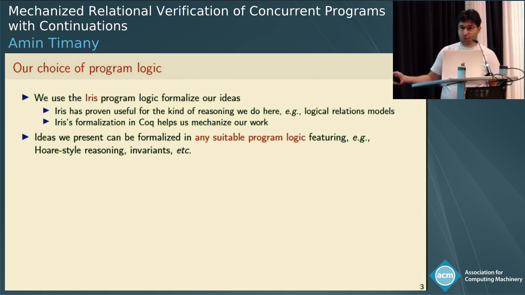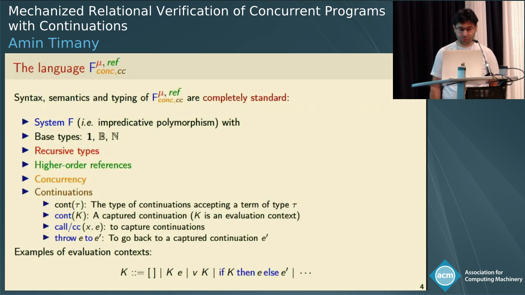For this project, we are working in the Iris program logic, for two reasons mainly. One is that it has already been shown that it can handle the kind of reasoning that we want to do here. And also the formalization of Iris in Coq allows us to formalize the results that we have. But there is nothing really specific about Iris. If you have any program logic that has the advanced features that Iris has, you can employ it to do the same kind of reasoning.